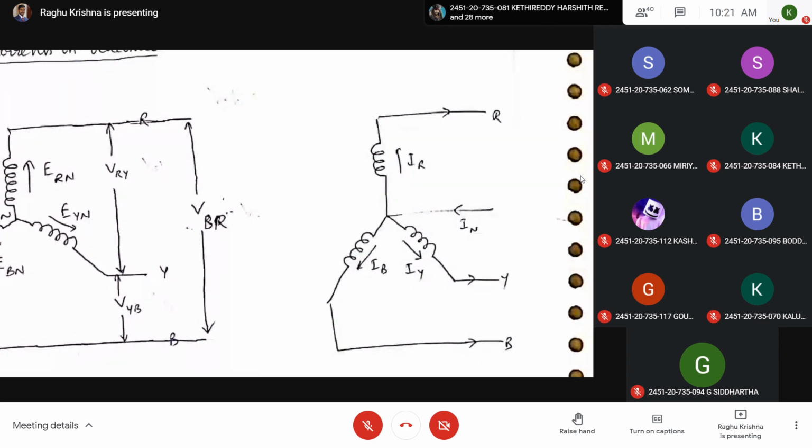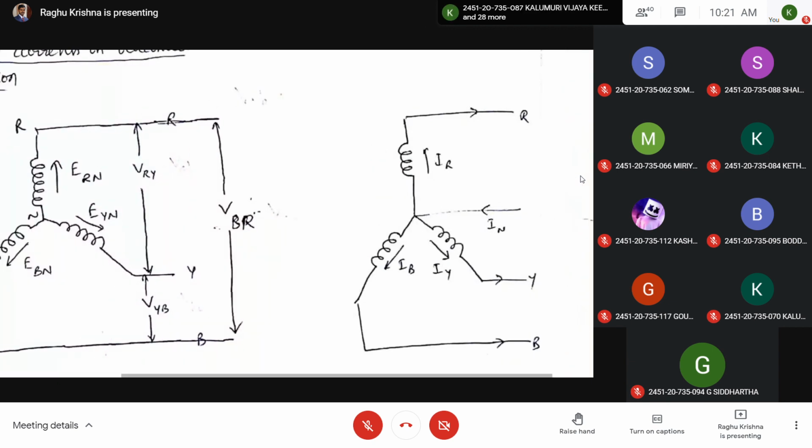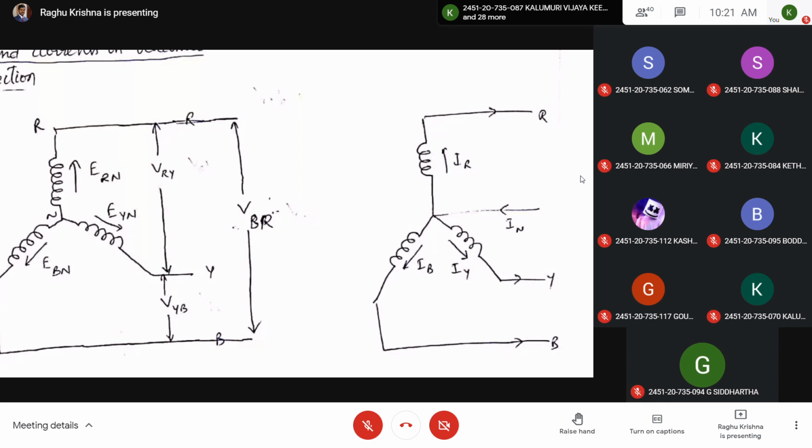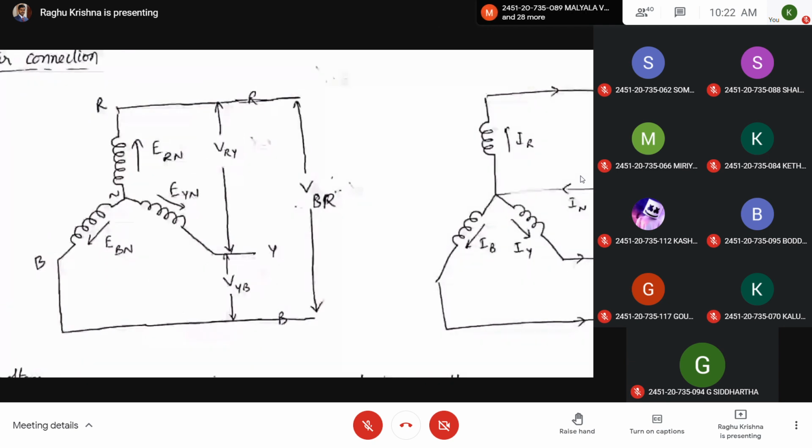But line voltage is equal to root 3 phase voltage. So you can see in the diagram. In the first diagram you can see line voltage is equal to root 3 phase voltage. Line voltage and phase voltage are not equal. Line voltage is the voltage between any two lines, whereas phase voltage is the voltage between line and the neutral. So here, VRY is equal to root 3 ERN. That means the line voltage VL equals root 3 V phase. That is the relation between line voltage and phase voltage.